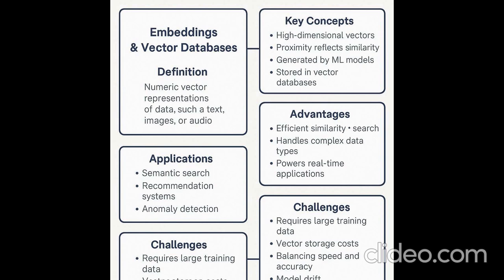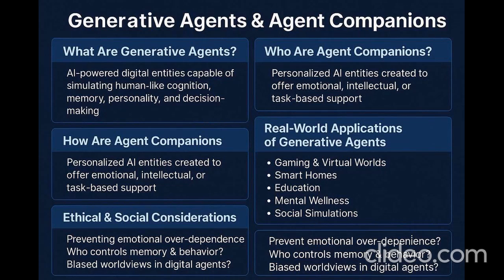9. Future trends. Hybrid search: combine lexical keyword and semantic embedding search. Multimodal vector stores: unifying audio, text, and image vectors in one space. On-device vector DBs: lightweight retrieval for edge AI applications. Self-updating embeddings: continuous learning for dynamic use cases. Generative agents and agent companions: exploring the next evolution of human-AI interaction.